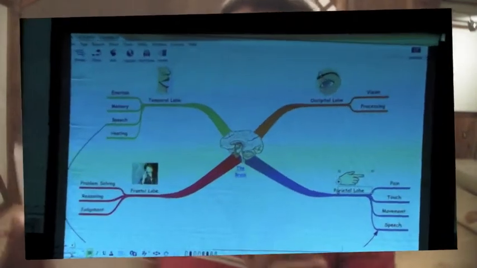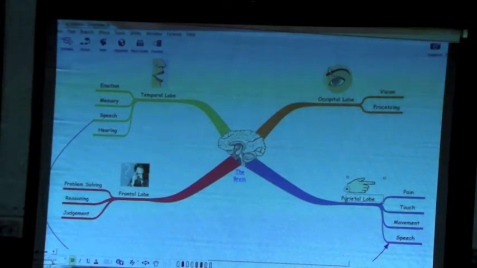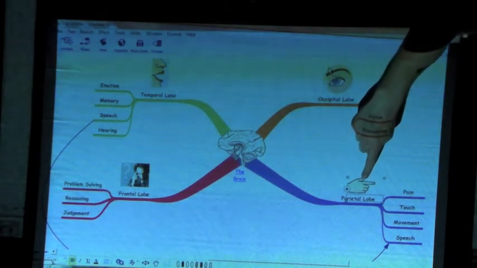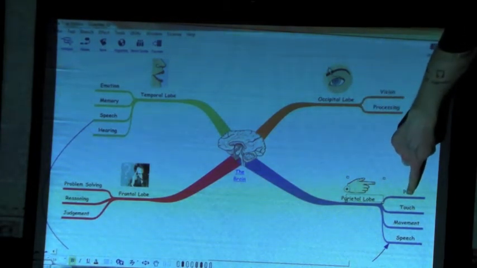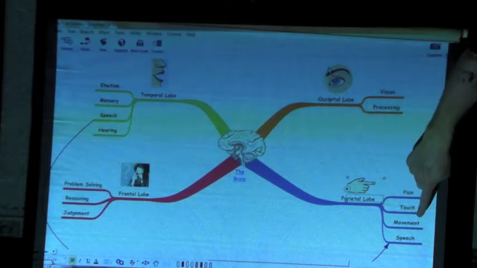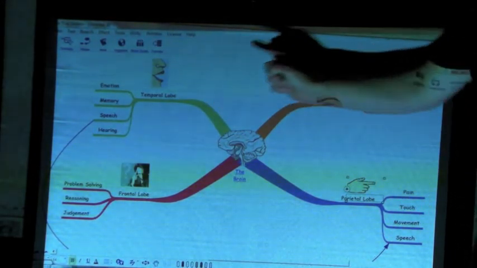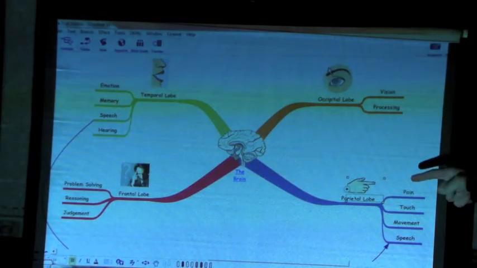Last but certainly not least on our visual tour of the brain is the parietal lobe. The lobe responsible for pain, touch, movement, and also speech, much like the temporal lobe. But we are going to show a visual of the parietal lobe now.